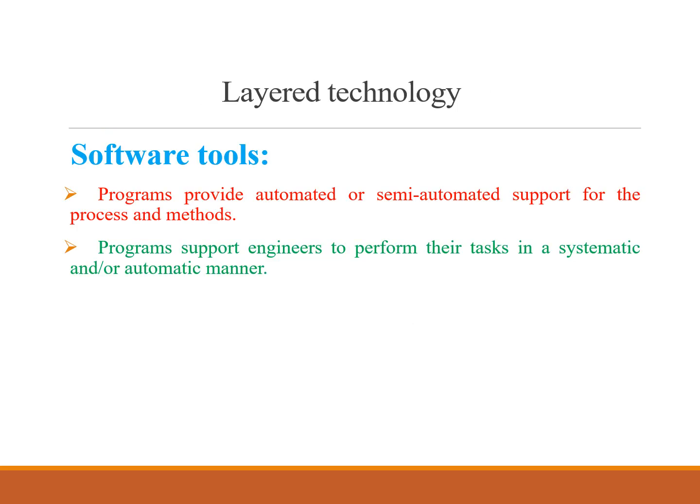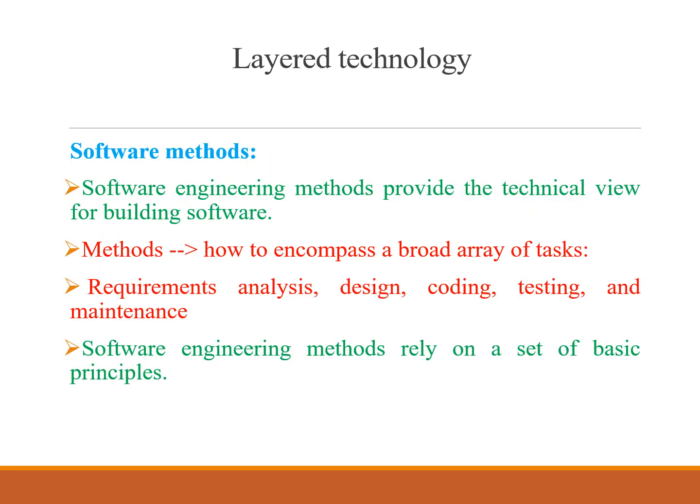In this layered technology, the software tool is the important thing. It provides automated and semi-automated support for the process and methods. The software methods provide the technical view for building the complete software. These methods represent a variety of tasks, like requirement analysis, design, coding, testing and maintenance. The software engineering methods rely on the basic software engineering principles.